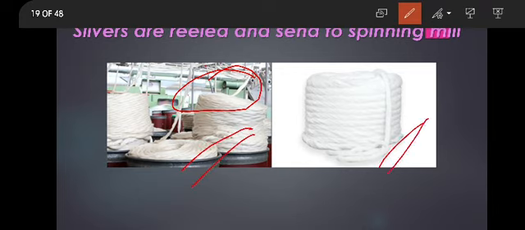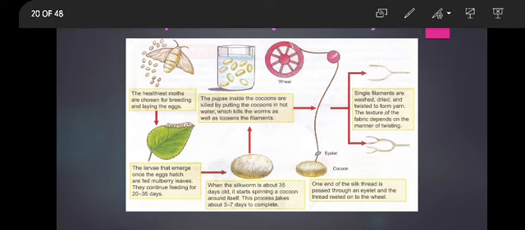This is silk production, or sericulture. Here we can see the healthiest moths or larvae are collected, and these are the eggs. These healthy eggs are collected, and they feed on the mulberry leaves, and then they become larvae. After 20 to 35 days, these larvae form the cocoon.